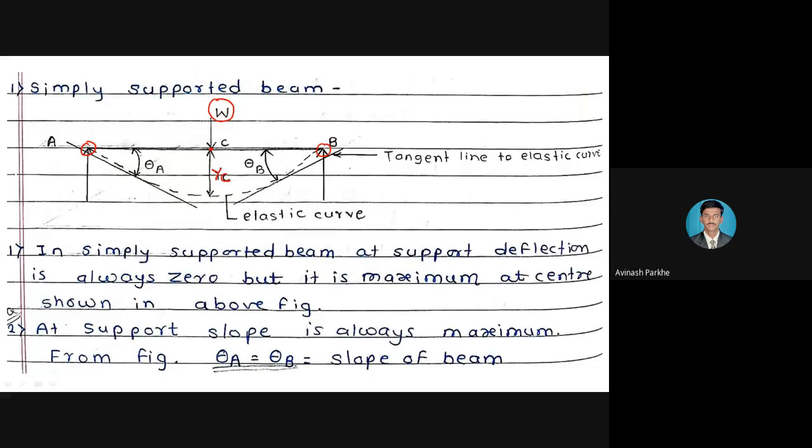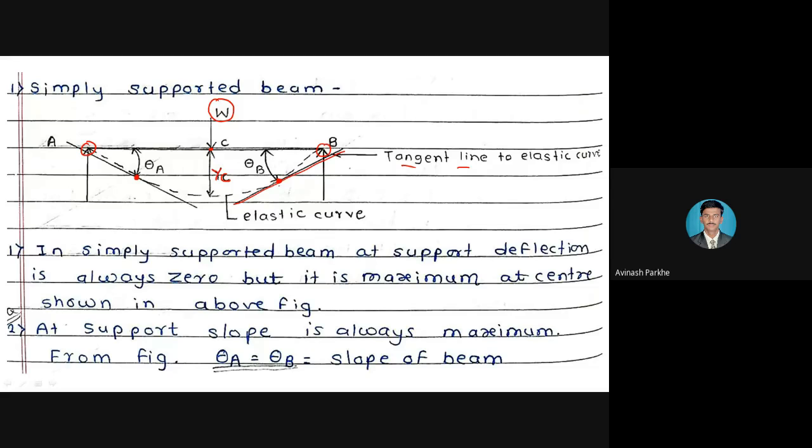Similarly, near point A and near point B, I have drawn the tangent line. You can see this inclined line is there, and one more inclined line is represented at point A. Due to this tangent line, you will get one tangent point at the left side and one more tangent point at the right side. Why are the tangent points generated? Because I have drawn a tangent line to the elastic curve.